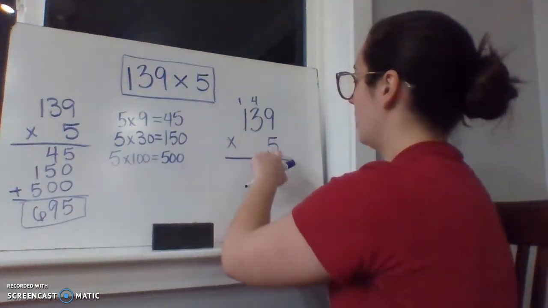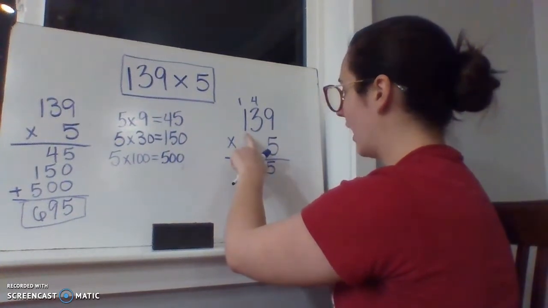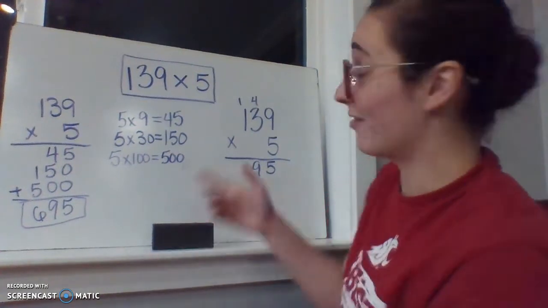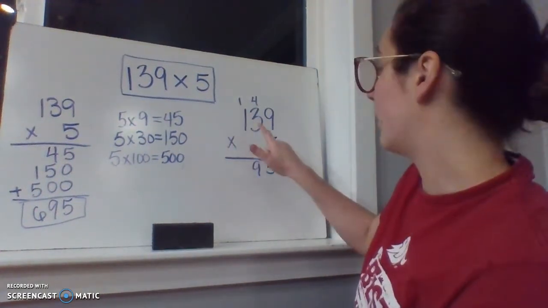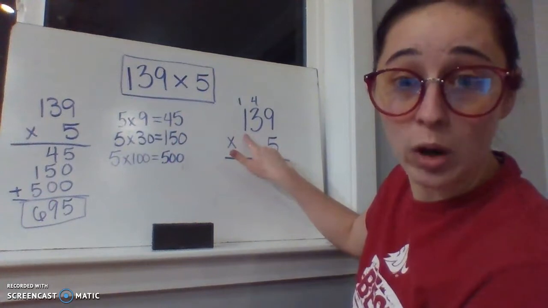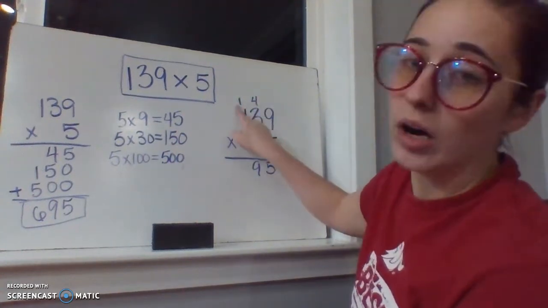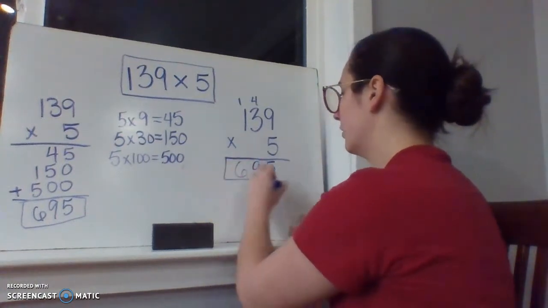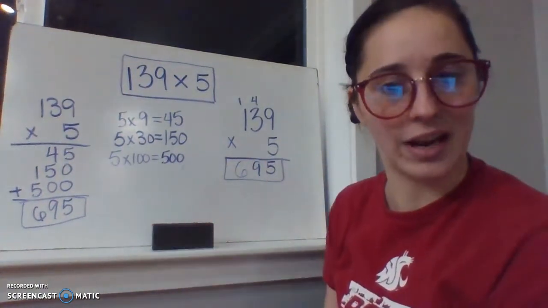Okay? Now, last up, I have 5 times 1, which will give me 5. But again, I can't forget about the 1 that I carried. So I have the 5 that I get from 5 times 1, and then I'm going to add that 1 that I carried. So that's going to give me 695, which is exactly what we wanted.